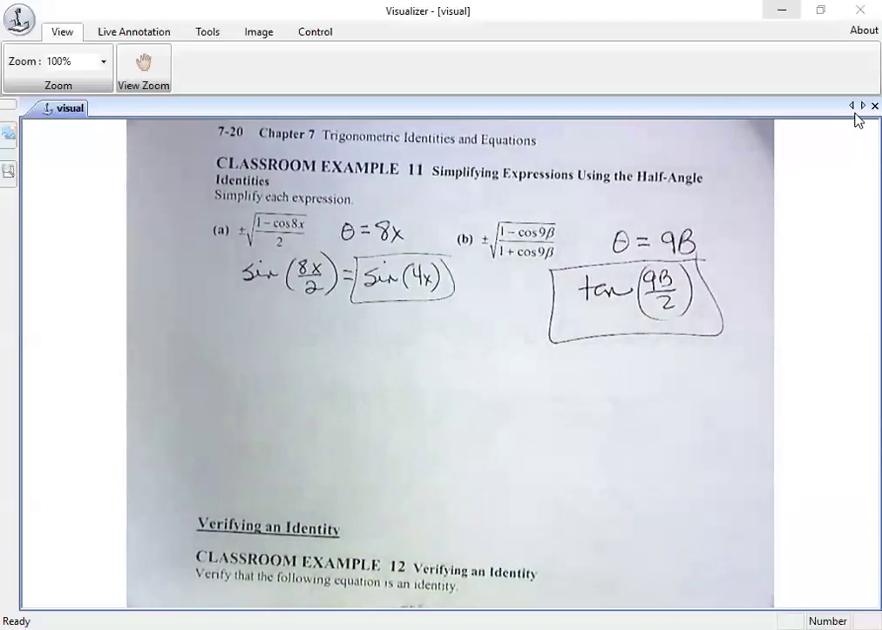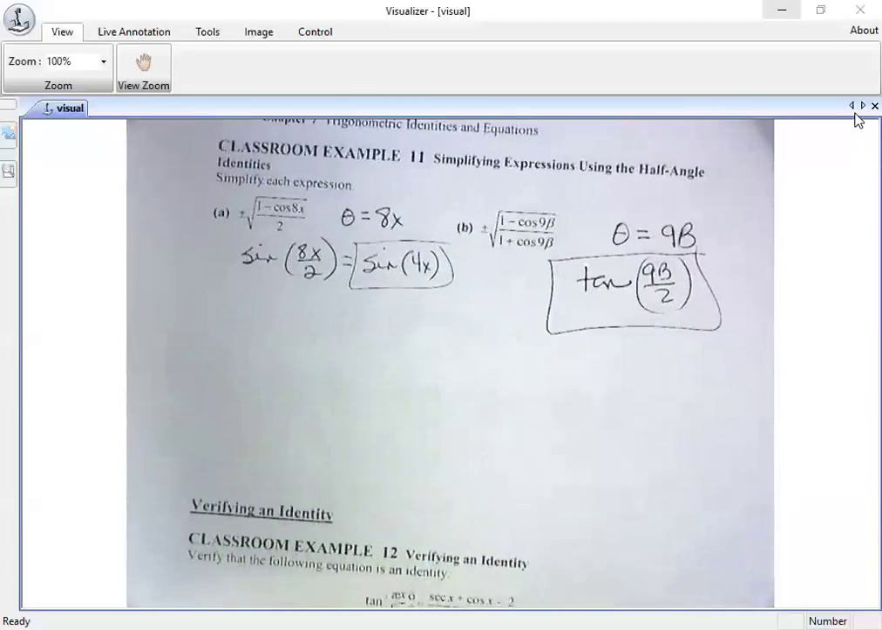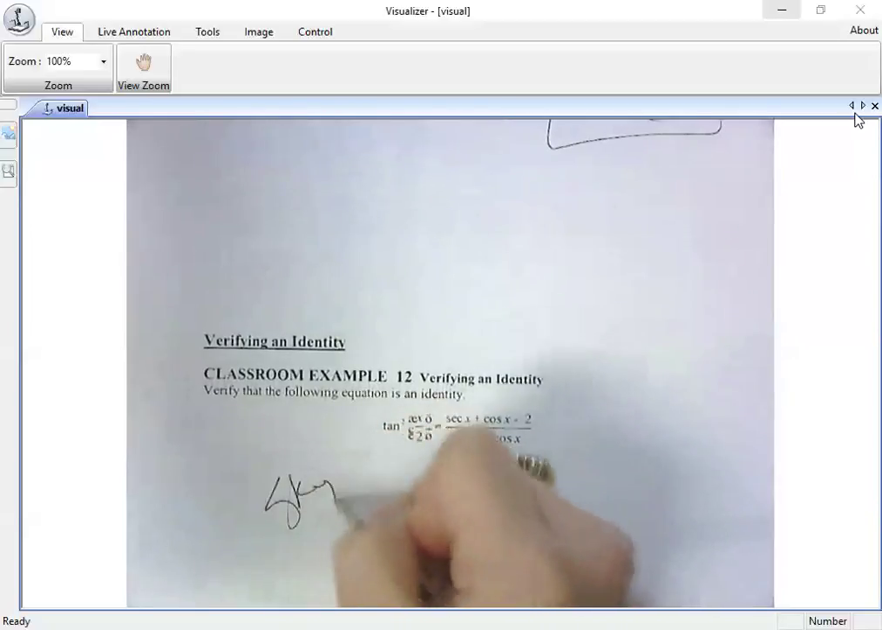Okay. This, I know it didn't print out right. I could tell you what it is. We could go through it, but I'm not going to require you to do that. As far as verifying identities, that's going to be the stuff we did in 7.1 and 7.2. So let's skip this.